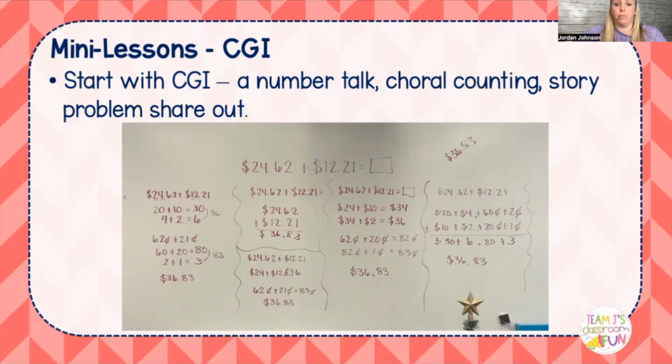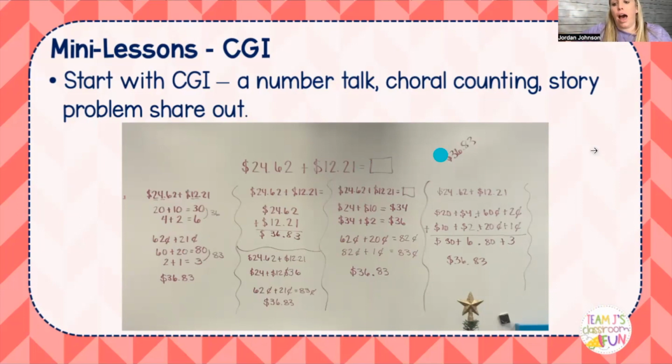Oftentimes we'll do a number talk. I'll put up a problem like I did here with the money. It was $24.62 plus $12.21. And then they have to solve it in their mind. They give me a thumbs up when they have their answer. Then I will call on kids and they'll share out their strategies and I write down what they did. This is a great way for kids to learn from each other, to see different strategies, and to see how there are many ways you can get to an answer.